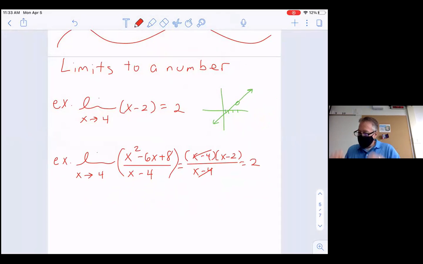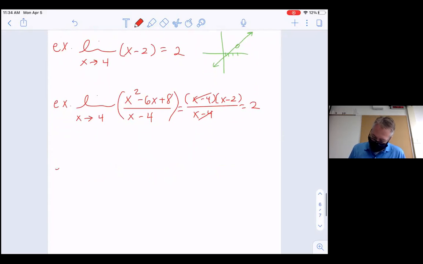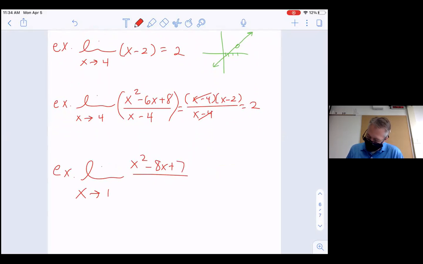All right, so let's find the limit as x goes to 1 of x squared minus 8x plus 7 over x minus 1.